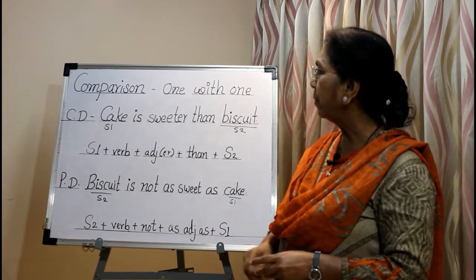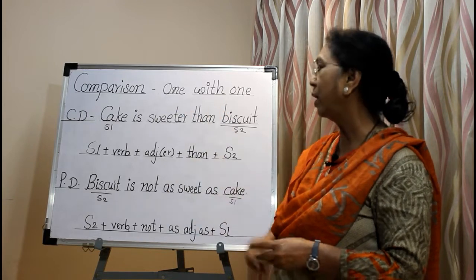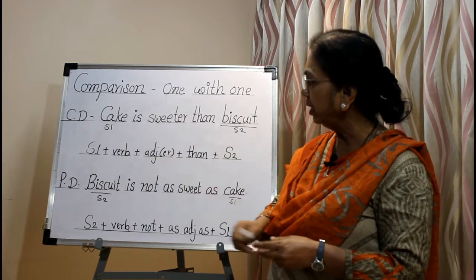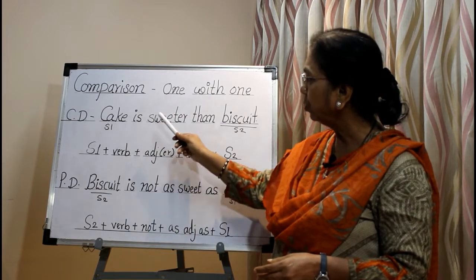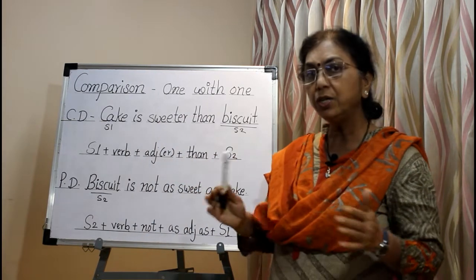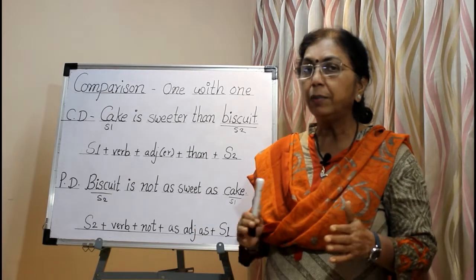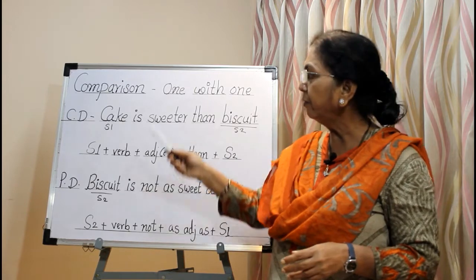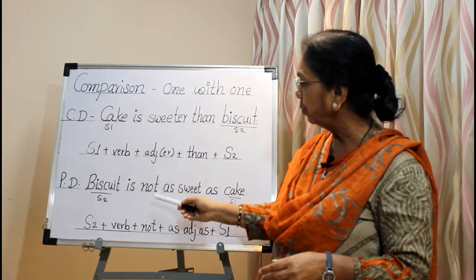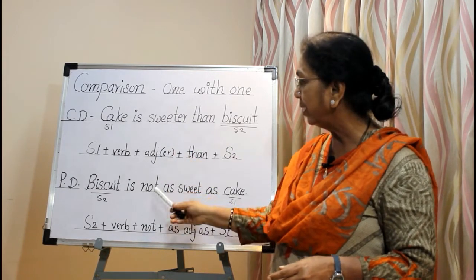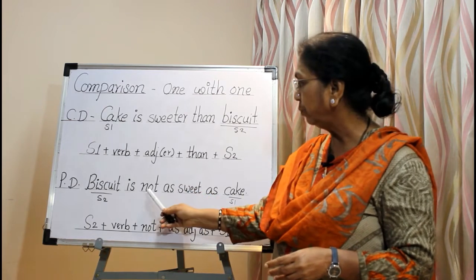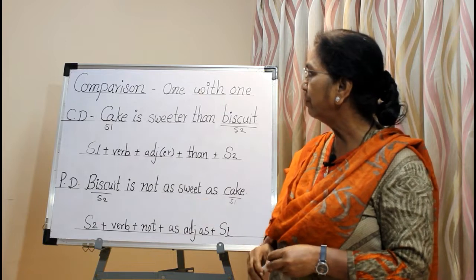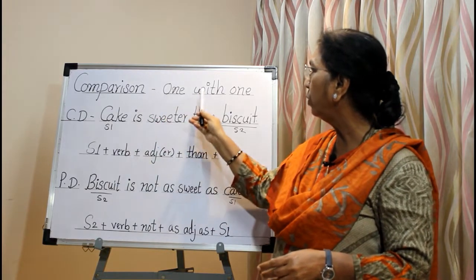When there is a comparison between one with one, we can change a comparative degree into positive, positive into comparative. We can't change it into superlative degree because it is a comparison of 2 only. When we change the comparative into positive, we make the sentence negative. That is, we add not in the sentence. So, this is the example of comparison one with one.